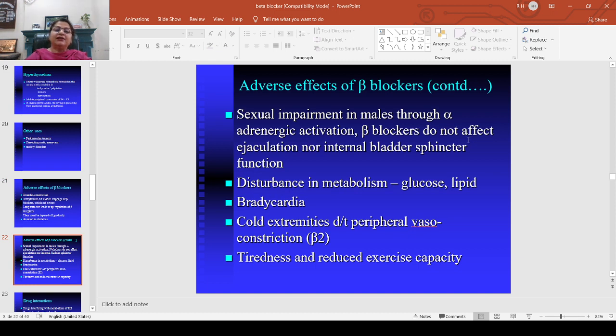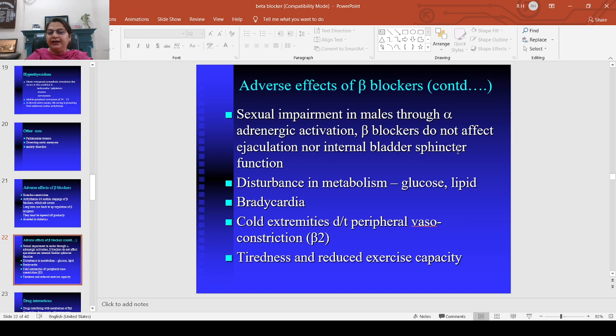Other adverse effects: there can be sexual impairment in males through alpha-adrenergic activation. Beta blockers do not affect ejaculation nor the internal bladder sphincter. The receptor selectivity is never 100%. So, how much a drug is blocking which receptors determines the side effects and the actions also. The metabolism, like glucose and lipid metabolism, is disturbed.